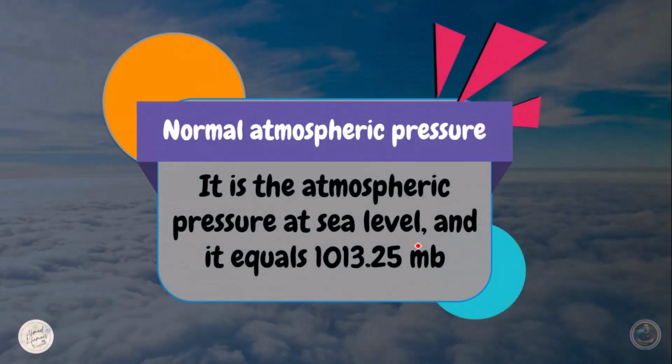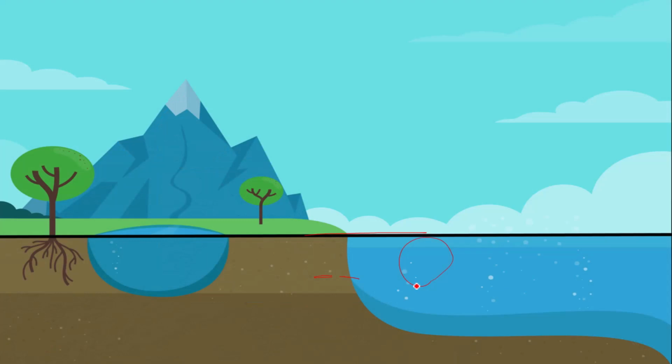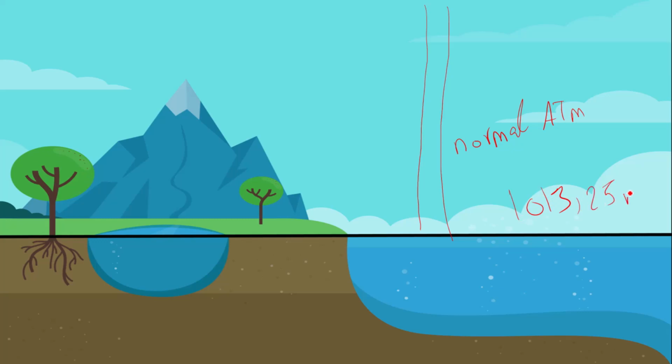At sea level, we call the air that pushes on the sea level normal atmospheric pressure, which is the atmospheric pressure at sea level, equal to 1013.25 millibar. So here is the sea level. The air that pushes on that line, which is sea level, is called normal atmospheric pressure, which is 1013.25 millibar.